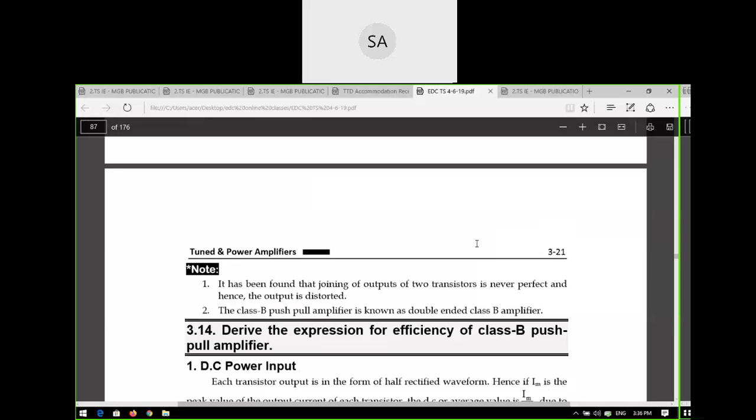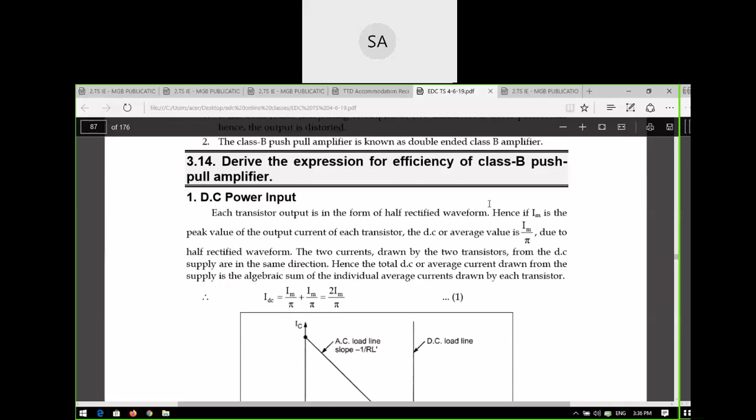So the class B push-pull power amplifier is also called a double-ended class B amplifier. Double-ended class B power amplifier. Okay, double-ended class B power amplifier. Next, what is the expression for the efficiency of a class B push-pull amplifier?